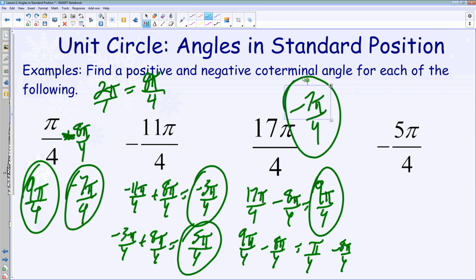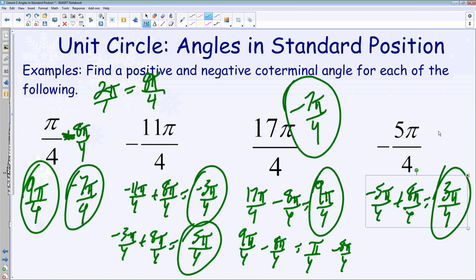And then for my last one, I'm going to add 8 pi over 4 and get 3 pi over 4. And then I'm going to subtract 8 pi over 4 and get negative 13 pi over 4.